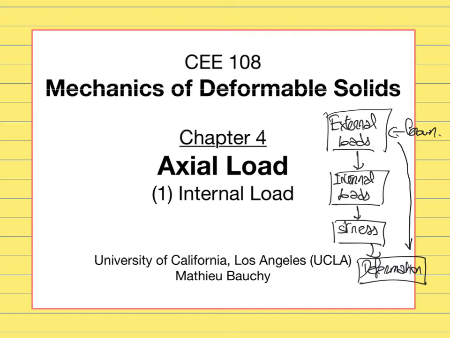And for this, we are going to consider different cases. The case of axial load, this is what we are going to see today. And then after that, we will see the case of the deformation that is induced due to torsion. And then we're going to see the case of bending and shear deformation. So in this class, in CE 108, we are going to see four main types of deformation. We're going to start by briefly talking about those four types of deformation.